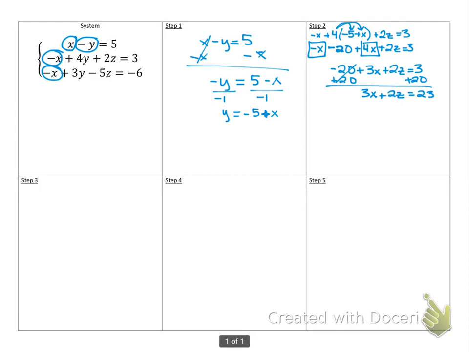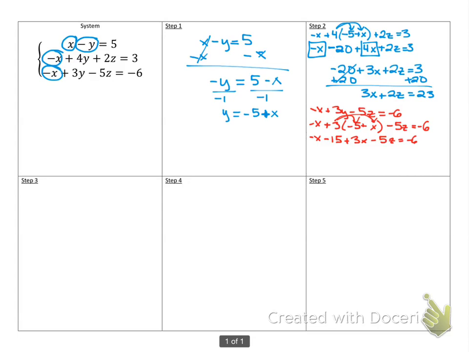Now I'm going to plug into the other equation. I did the second one, now I need to plug into the third one. So we have negative x plus 3y minus 5z equals negative 6. But instead of a y, we actually need negative x plus 3 times negative 5 plus x, minus 5z equals negative 6. We distribute, so that's negative x, minus 15 plus 3x minus 5z equals negative 6.